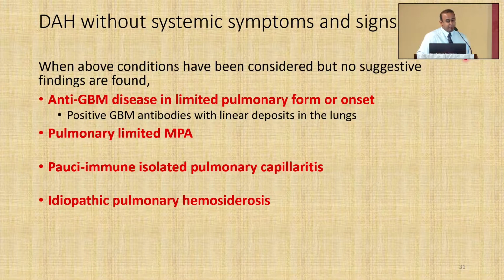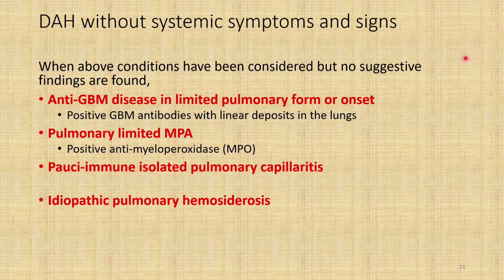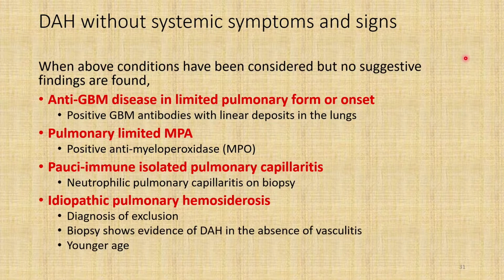There is pulmonary limited MPA. In that case, positive MPO antibodies will be present. Pauci-immune isolated pulmonary capillaritis, the diagnosis is by biopsy. And idiopathic pulmonary hemosiderosis, we can see in younger age, usually a diagnosis of exclusion, and the pathology is bland pulmonary hemorrhages.